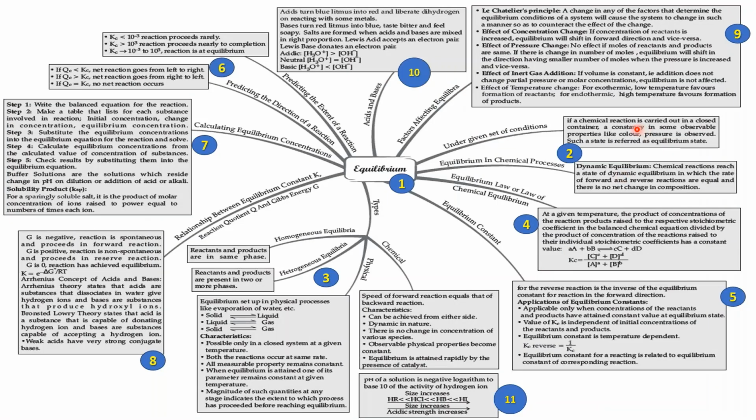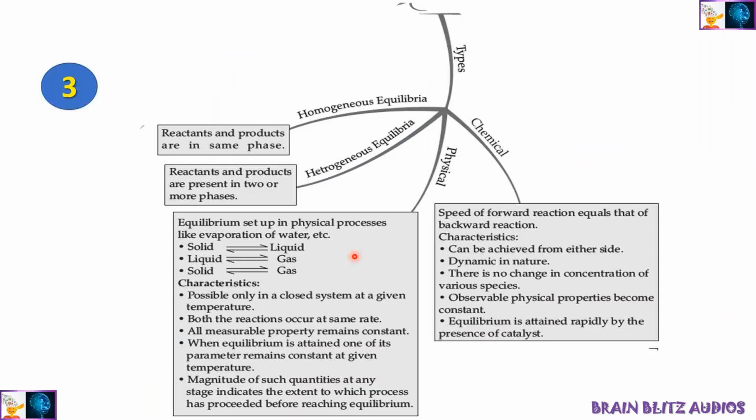So once you've understood equilibrium in chemical processes, we'll move on to the types of equilibrium. In types, we will look at physical equilibrium, chemical equilibrium, homogeneous equilibria, and heterogeneous equilibria. Let's expand this. Now, with regards to physical equilibrium. Equilibrium set up in physical processes like evaporation of water, etc., are known as physical equilibria.